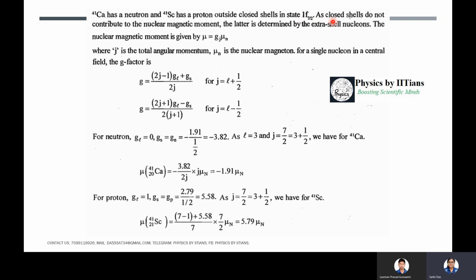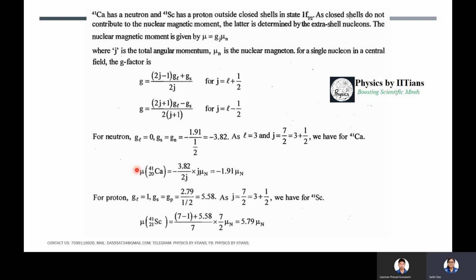So these closed shells do not contribute to the nuclear magnetic moment, but the extra shell nucleon will contribute. The nuclear magnetic moment is given by Gj into mu n. First of all, I have given you how to find the G value. You have to find the G value from this expression. Where J equals L plus half, you have to consider this one. Where J equals L minus half, you have to consider this expression. Now for calcium 41, we have one unpaired neutron.